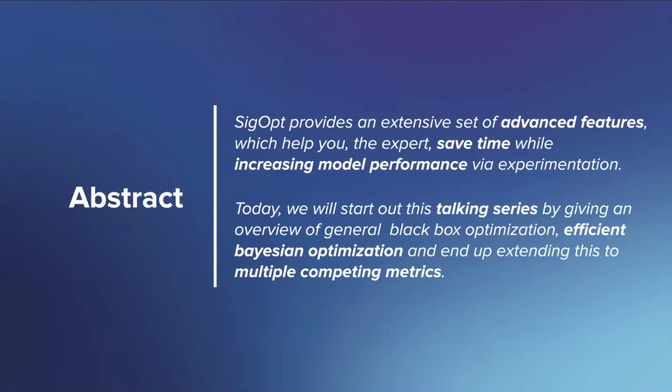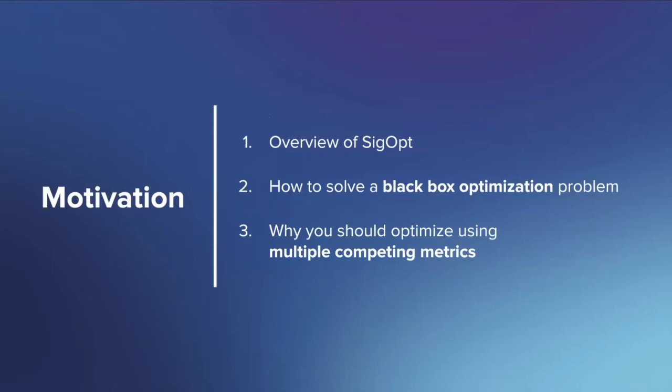So again, as Tiffany said, this is going to be part of a series, and what I'll try to do today is lay the foundation for the things to come, so that people can be on the same side, and have an idea about what it means when we say Bayesian optimization, a black box optimization. So again, the motivation is that we'll start out with a very short overview of SigOpt, then we'll talk about black box optimization in general, and then talk about how to expand this into multiple metrics.